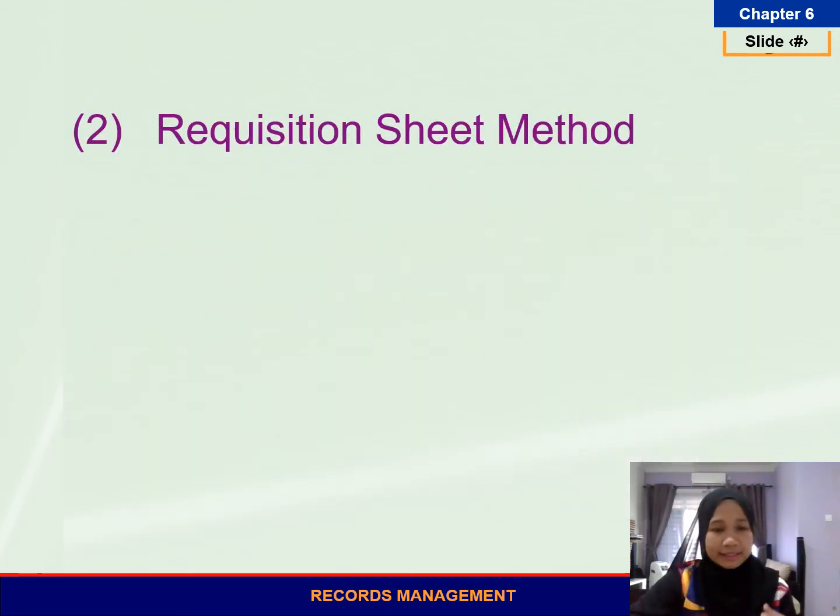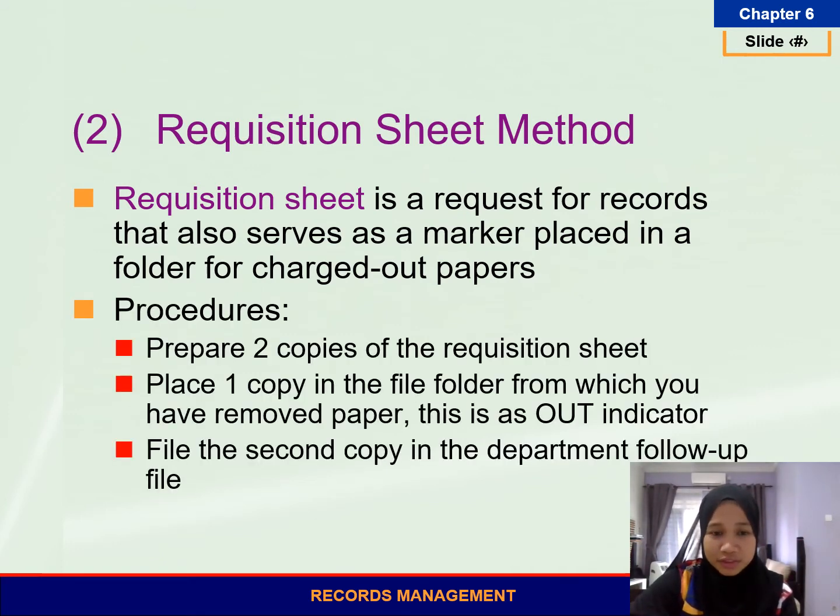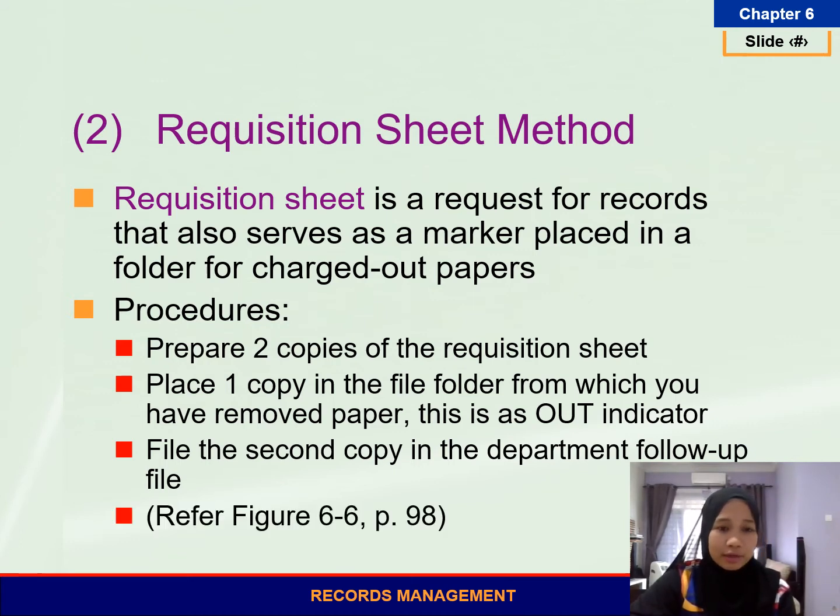Okay, class. So we are still in requisition, we are still in charging out record. Ingat charging out record tadi ada 4 method kan? Tadi baru saya explain pasal outguide. So ni adalah requisition sheet method. Instead of kita guna outguide tadi, kita boleh guna requisition sheet method yang korang first kali dah fill the requisition form. Requisition sheet is a request for a record that also serves as a marker placed in a folder for charge out paper. Okay, so dia kata requisition sheet ni adalah request for a record that also serves as a marker. Yang korang request tadi, record tadi, boleh juga kita guna sebagai marker folder that has been charged out.